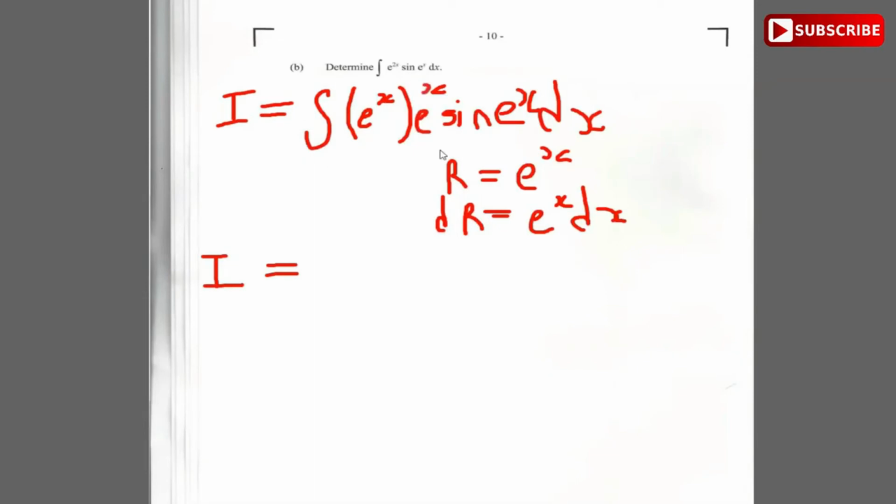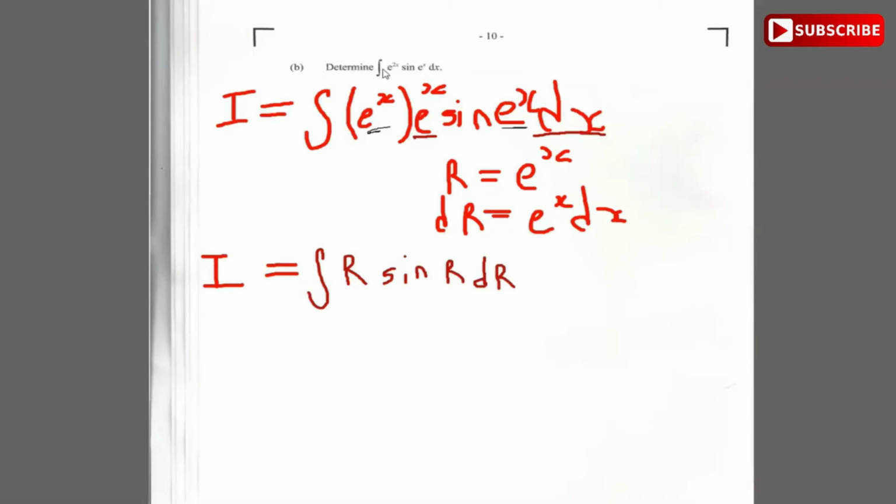Now, this e to the x dx is going to be dr, and then the other e to the x is going to be r. So where I have e to the x here and here, that becomes r. So this works out to be the integral of e to the x is r, e to the x dx is dr, sine, so it's r sine r dr. That's what I'm integrating. All right, so let's do that.